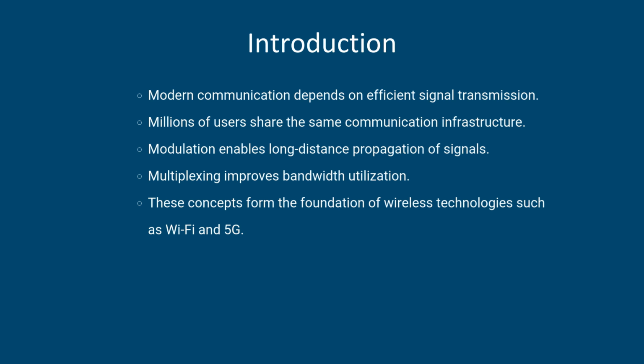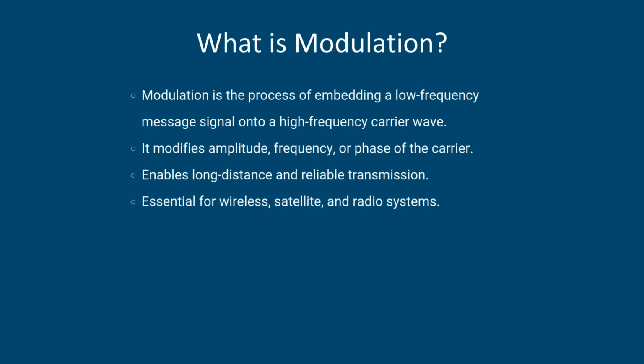Modulation allows weak signals to travel long distances by embedding them onto high frequency carrier waves. Multiplexing allows multiple users to share the same communication channel efficiently. These concepts form the foundation of modern wireless systems such as Wi-Fi, LTE and 5G networks.